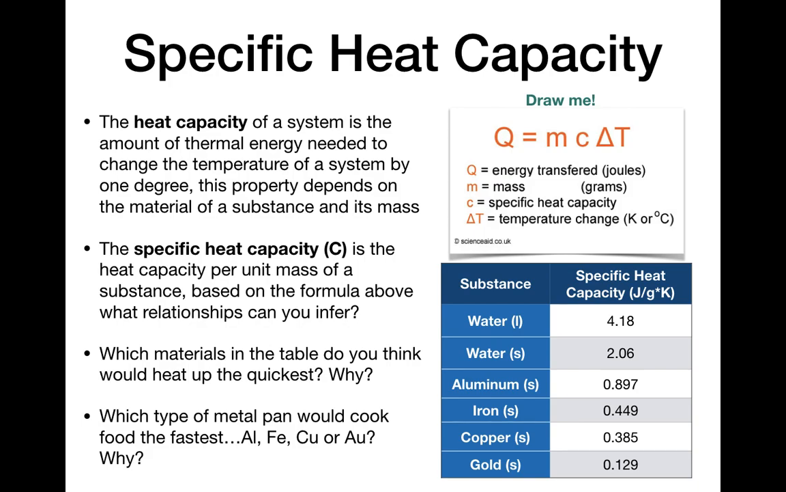If you want to cook food really fast, what would you use? Aluminum, iron, copper, or gold, and why? Hopefully you chose gold. It's going to heat really quickly, but you have to be careful because it could just melt and might burn your food anyway. This is why we don't use gold for pots and pans, not just because it's super expensive. So that's heat capacity. Let's try it.